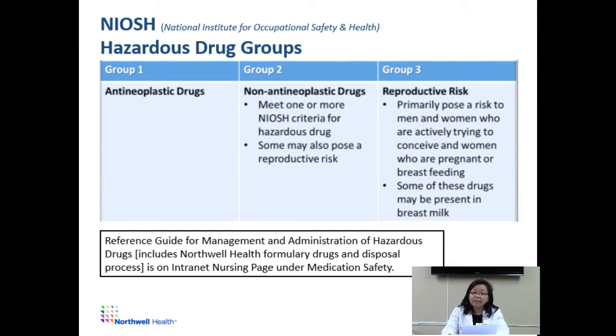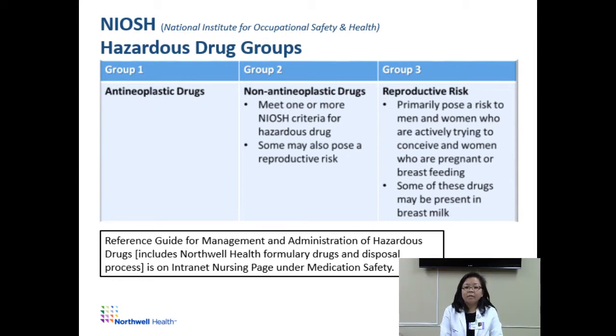So there are different classifications to know for these hazardous drug groups. One is considered antineoplastic drugs. A second category is the non-antineoplastic drugs. So just making sure that these could pose a reproductive risk. A third is the reproductive risk medications and knowing those drugs that will be classified. You can find the list of these medications on the Northwell intranet under the nursing practice link.